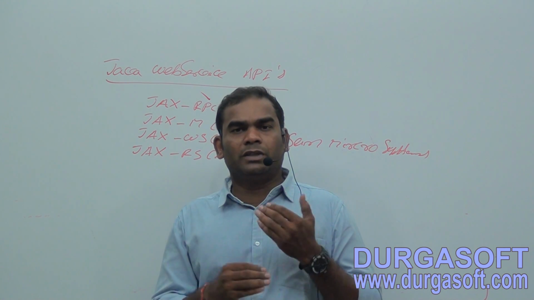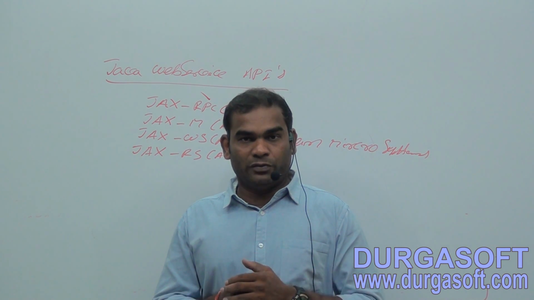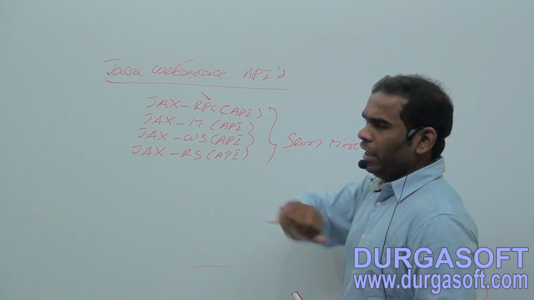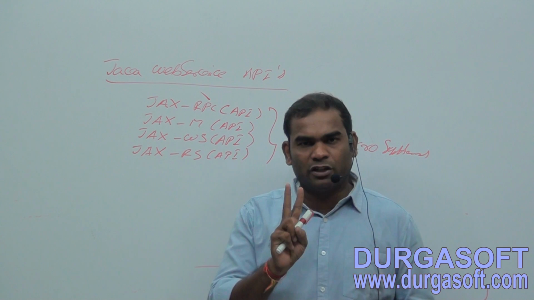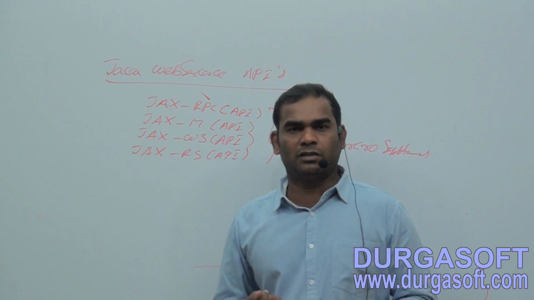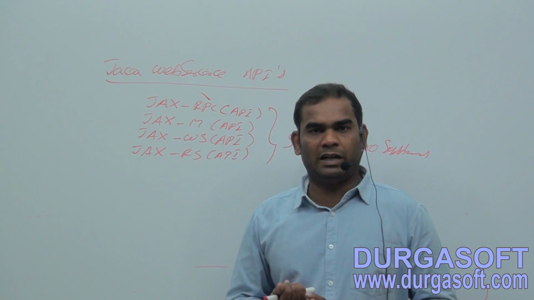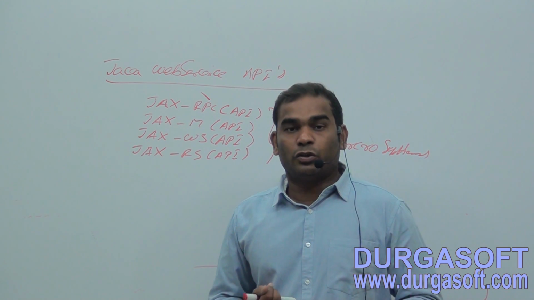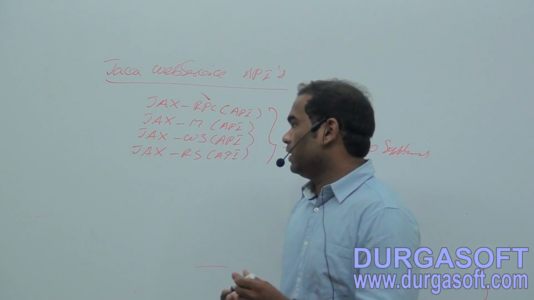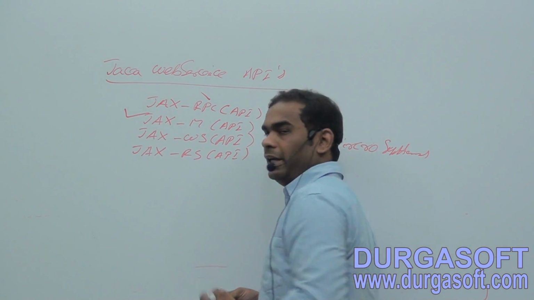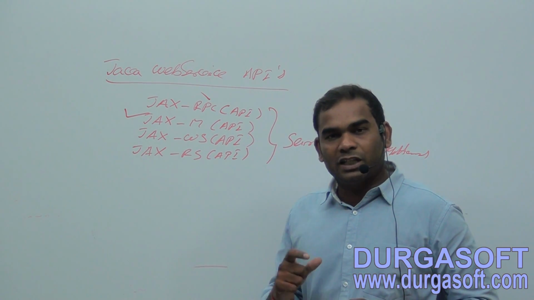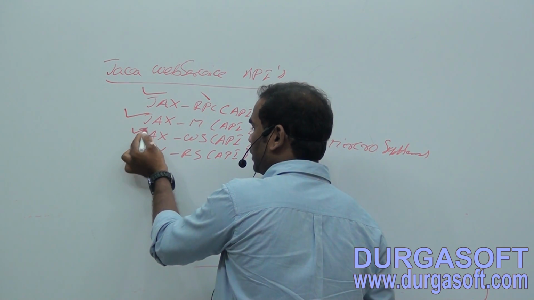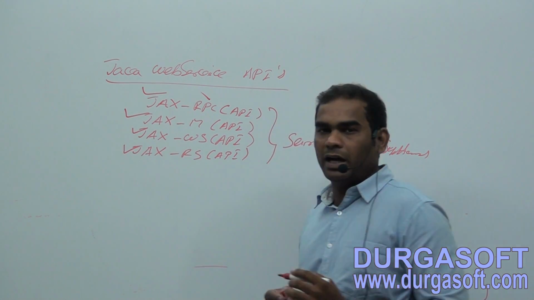Again, we have some different requirements here. Actually, using these 4 APIs, we can develop 2 kinds of web services here. One is synchronous web services and the second one is asynchronous web services. To develop asynchronous web services, we will use the JAXM API. To develop synchronous web services, we will use JAX-RPC or JAX-WS or JAX-RS here.